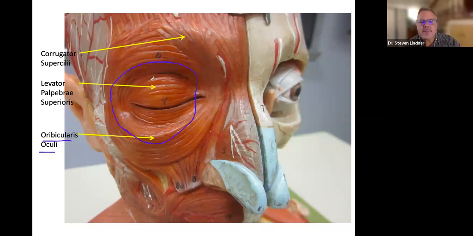The eyelids up here, that's called levator, like elevator. Levator palpebrae superioris. And then this one here, going this way, that's called the corrugator supercilii.